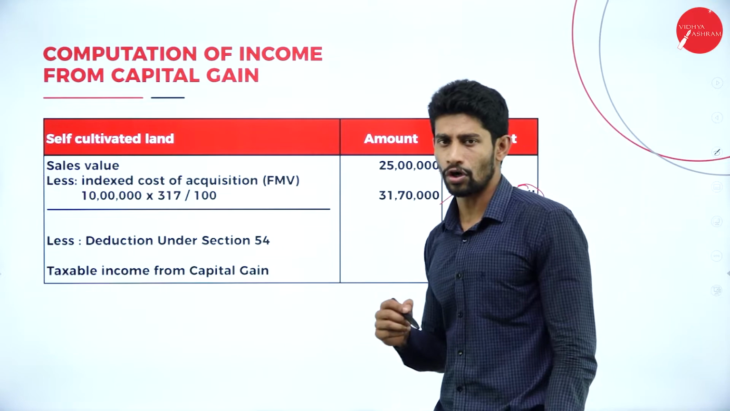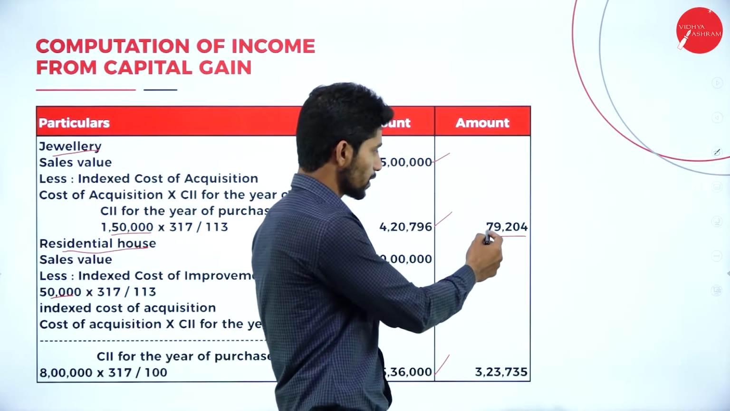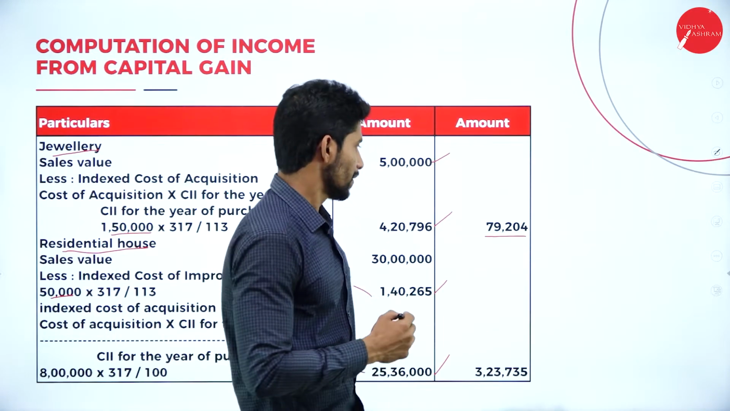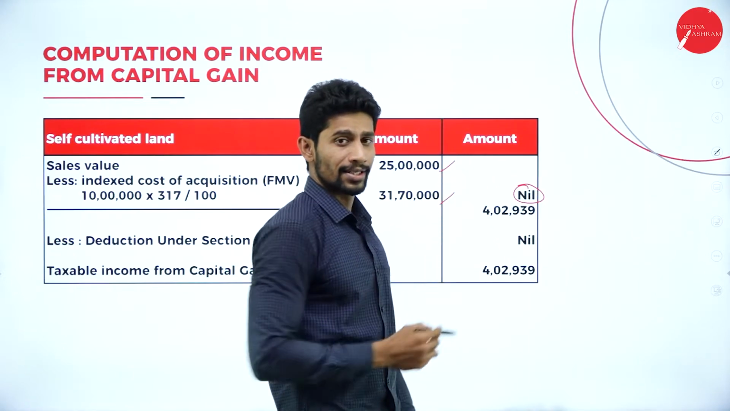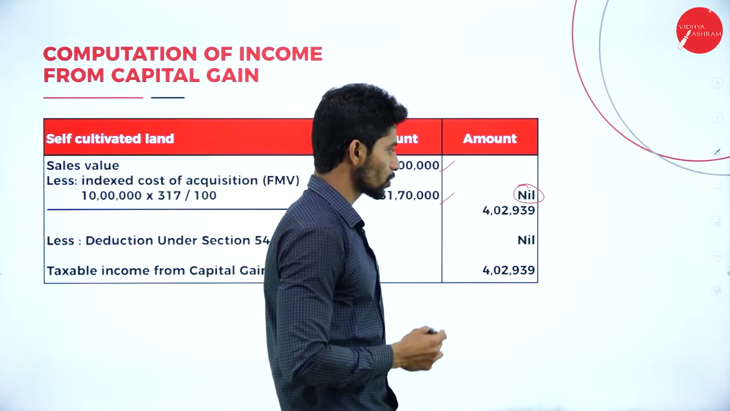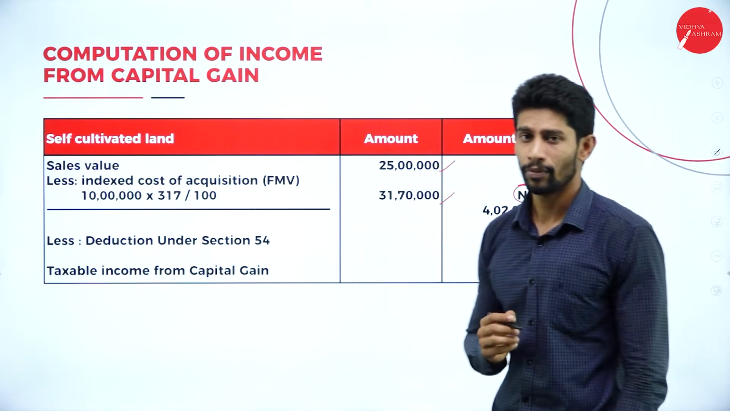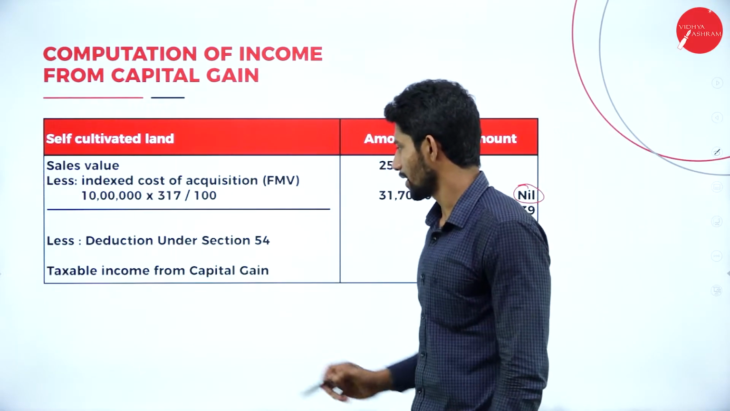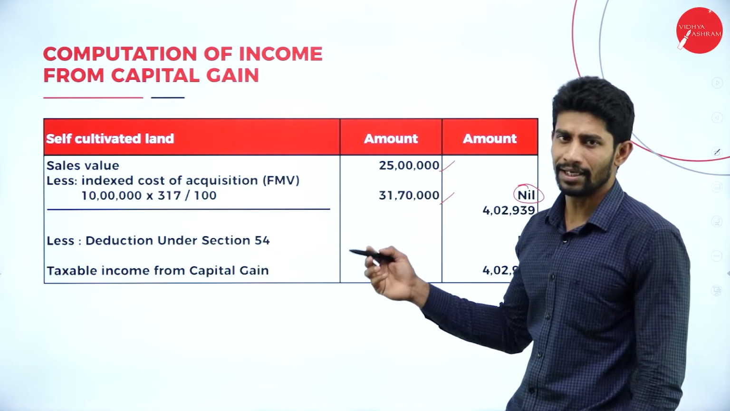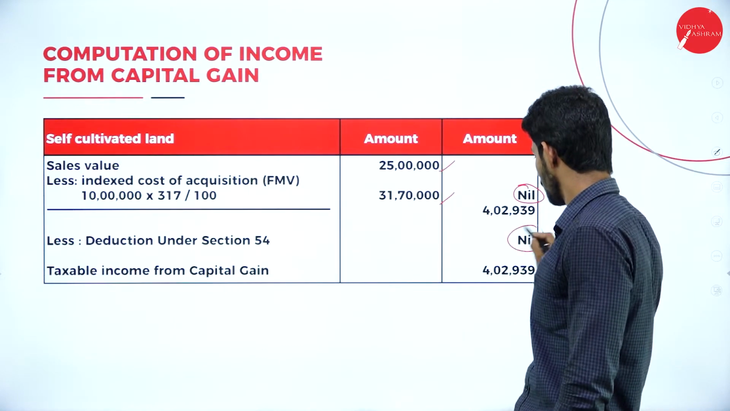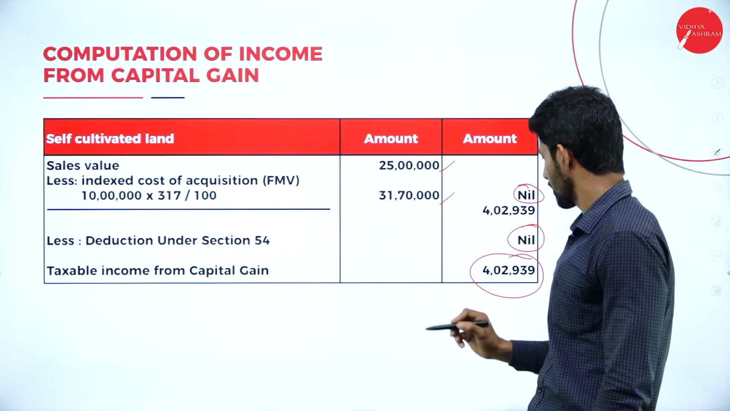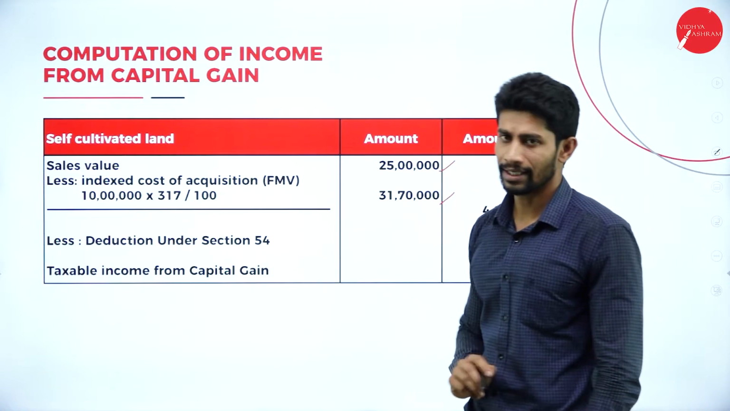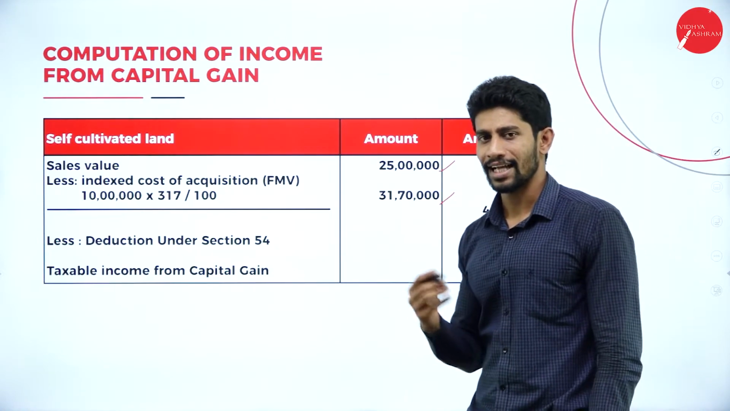So now total the outer column. See 79,204 plus 3,23,735, and here it is nil for asset 3. So total you will get 4,02,939. Less deduction under section 54. He did not claim any deduction under section 54, so it is nil. So carry down the same amount, 4,02,939. That value is called income from capital gain or taxable income from capital gain.